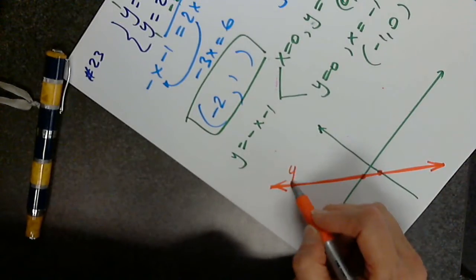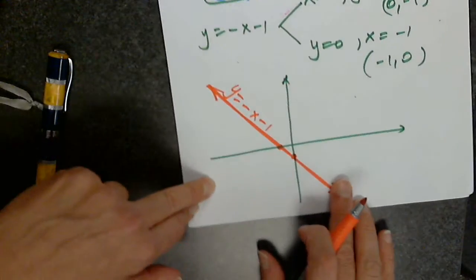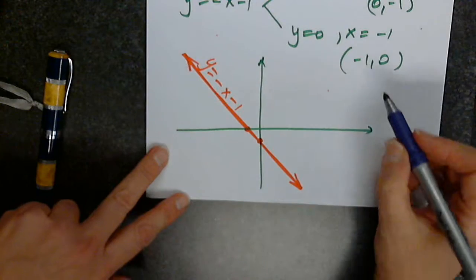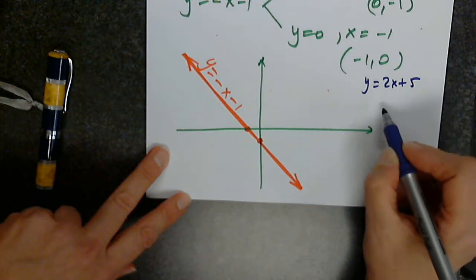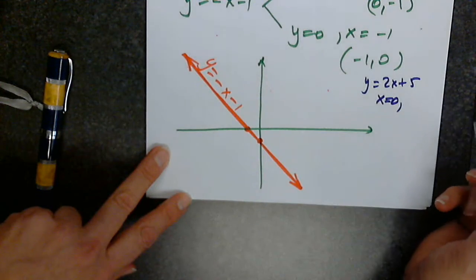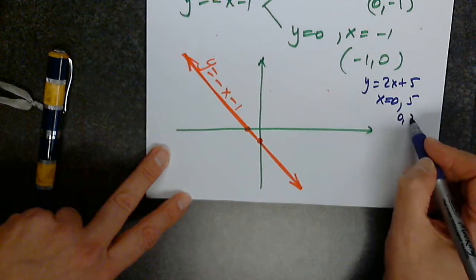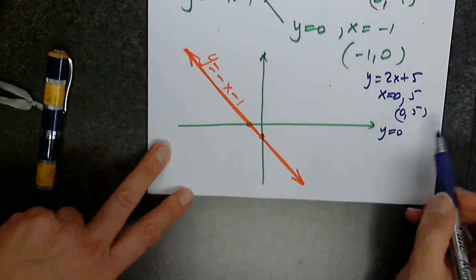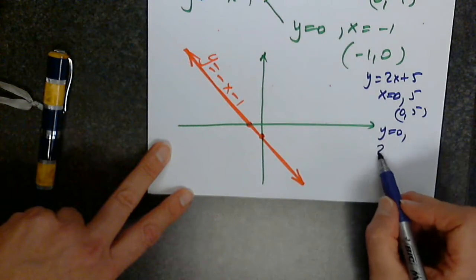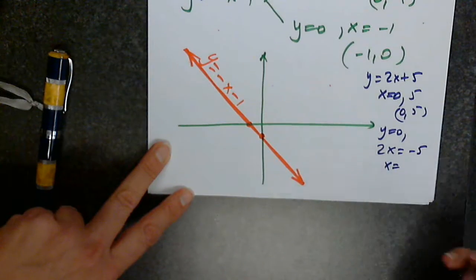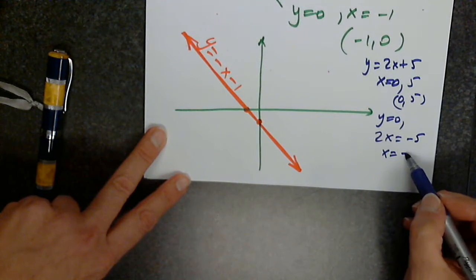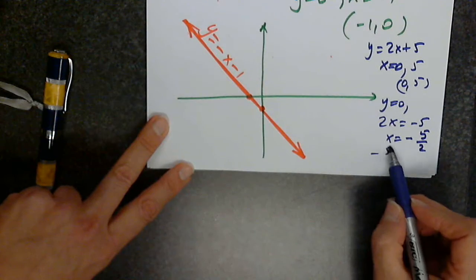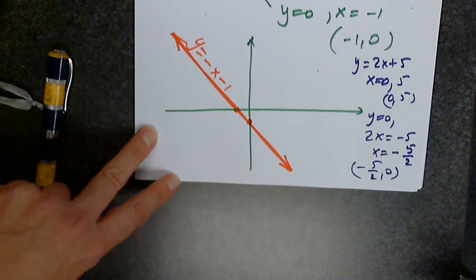So this is y equals negative x minus 1. The second line now, y equals 2x plus 5. When x is 0, y is? Good. So 0, 5. When y is 0, this is a little bit more complicated because I have to move 5. So when y is 0, I get 2x equals negative 5, or x equals negative 5 halves, or negative 2.5. So negative 5 halves comma 0.